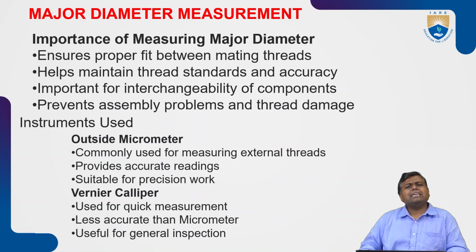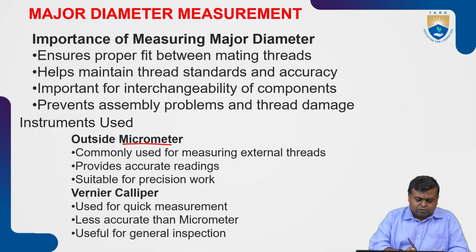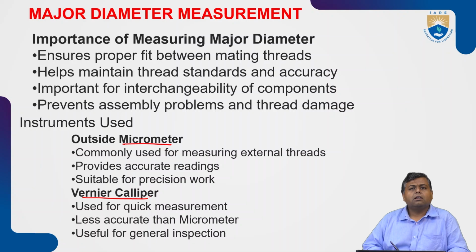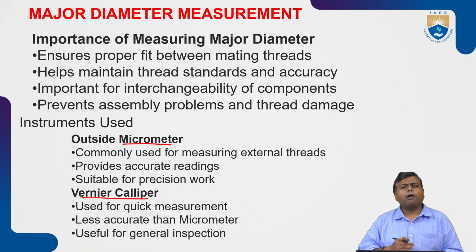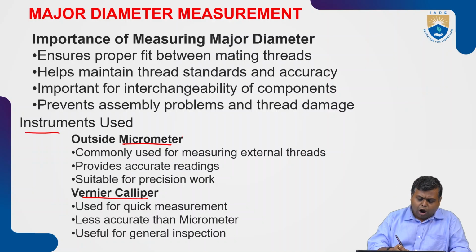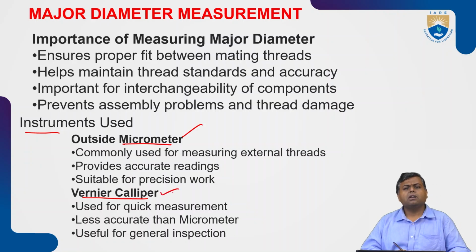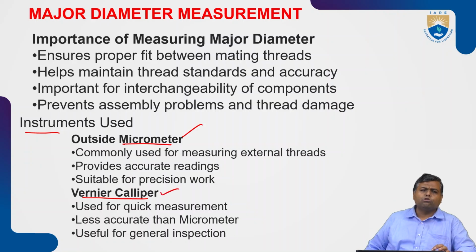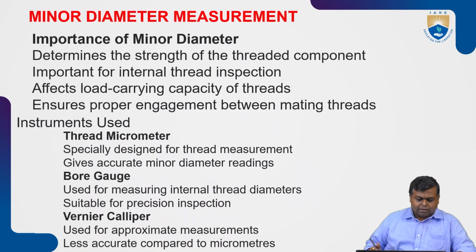In general, major diameters are measured with an outside micrometer as well as vernier calipers. This will ensure proper fit between mating threads. It helps maintain standards and accuracy with respect to interchangeability of the components, and if there are any mating issues, it will prevent assembly thread damage also. So generally the instruments used are the outside micrometer as well as vernier calipers. These two instruments are very commonly used for measuring major diameter.